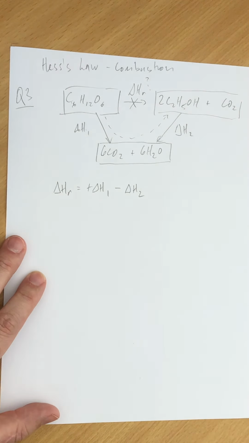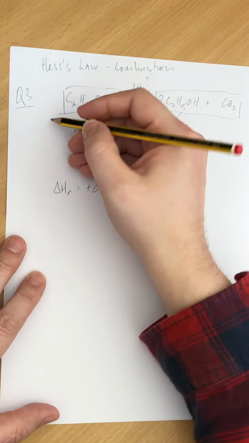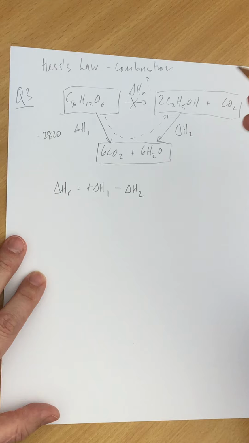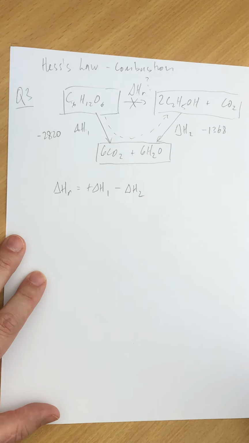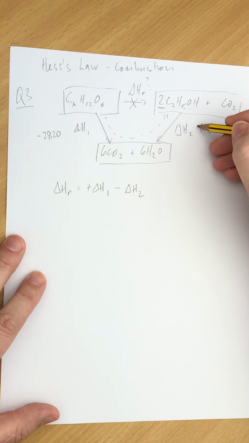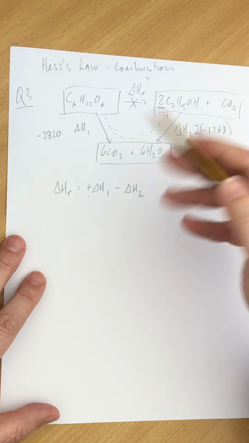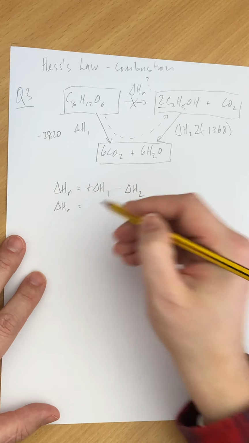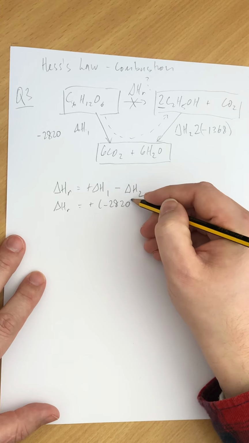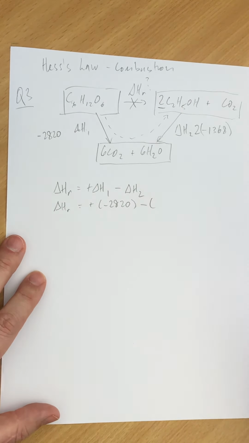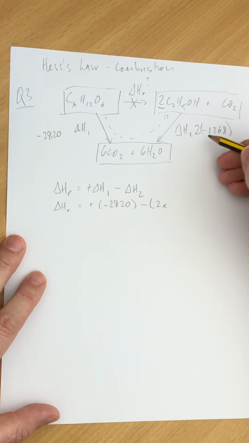Now we're told from the paper that the enthalpy of combustion for glucose is minus 2820 kilojoules per mole, and the combustion of ethanol is minus 1368 kilojoules. However, we have got 2 of them. So we can substitute these values in, and we say that delta HR for this reaction of fermentation is equal to minus 2820, take away 2 lots of minus 1368.